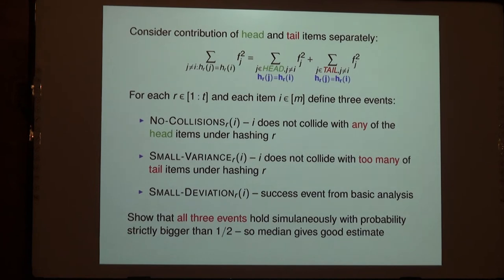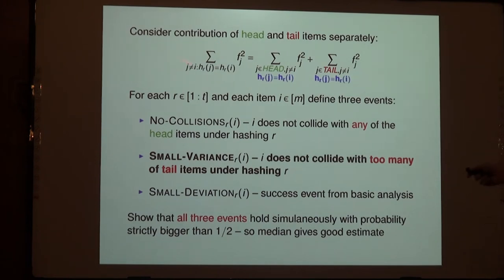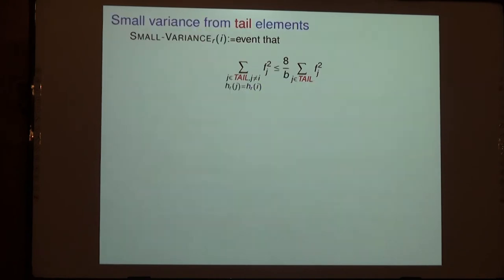All right, good. So this takes care of the first event. We're still trying to analyze this variance term. Let's take care of the second event, which is the small variance event. Again, i is fixed and r is fixed. It takes a little bit of time to parse, but this says that if I sum up the frequency squared over all items j in the tail of the signal, except for i, that also hashed into the same bucket as i, then I will get at most 8 over the number of buckets that I hashed into times the L2 squared mass in the entire tail of the stream.